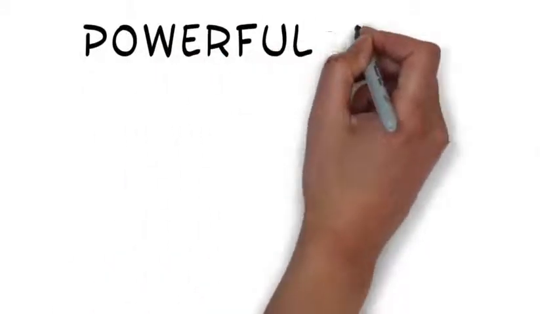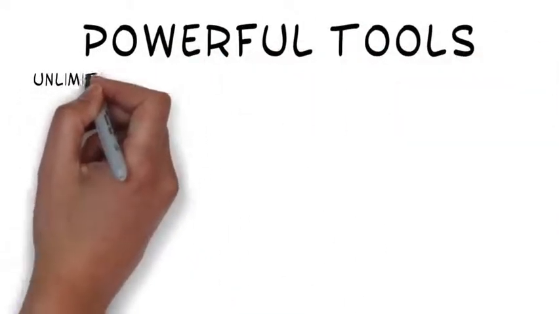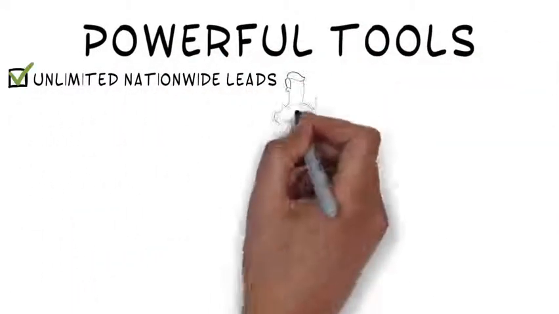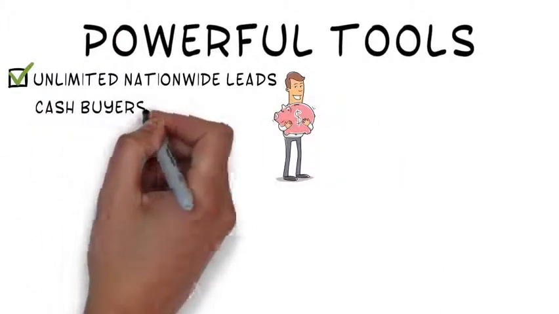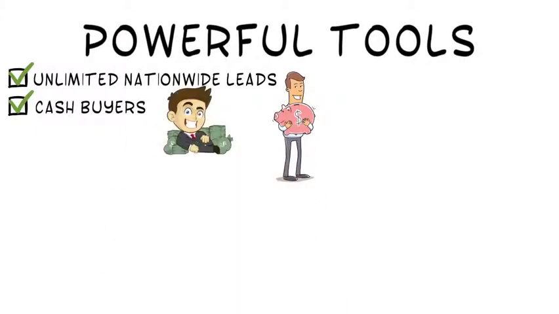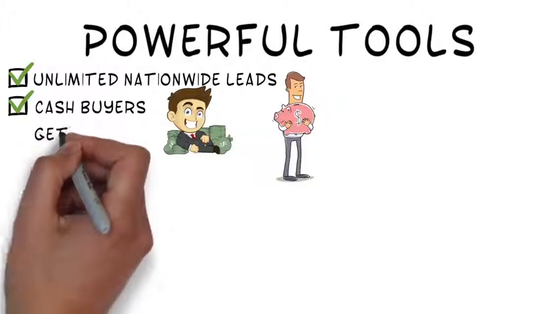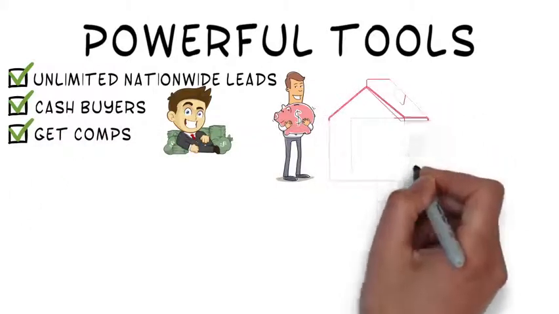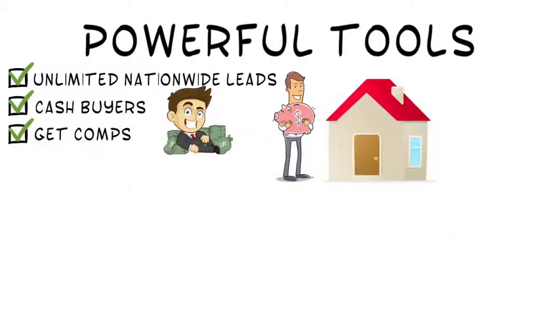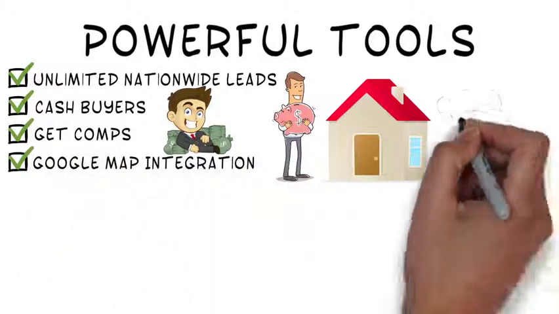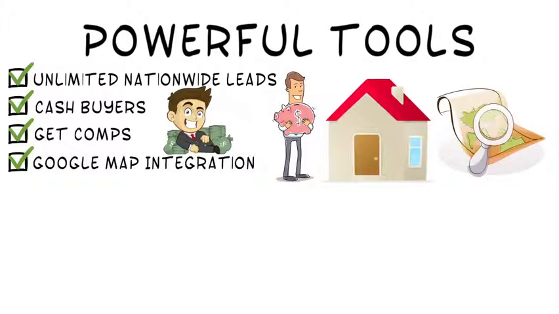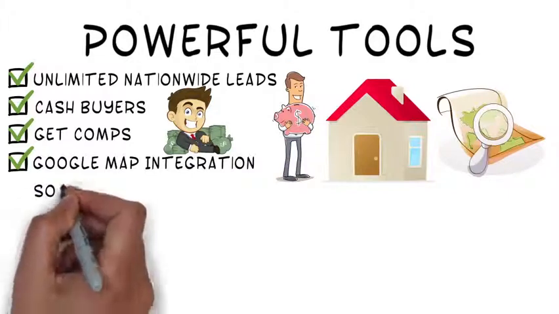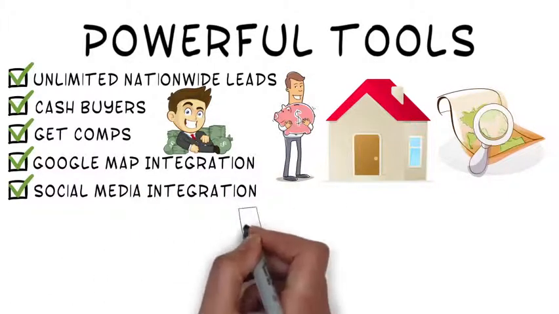And which of these powerful tools could you use to do more deals? Unlimited nationwide leads. Get up-to-date deals from real investors instantly. Cash buyers. Access thousands of cash-rich buyers within our massive network of investors to flip your deals to. Get comps. Get up-to-date comps for any property at the click of a button. Google Map integration. Save yourself time and gas by instantly viewing the neighborhood and exterior of the property from your cell phone.